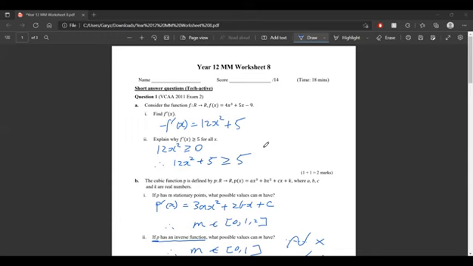So if we consider this graph here, it will be a quadratic graph with y-intercept at 5. And since 12x squared is greater than 0, the graph will look something like this. And that's why this must be greater than 5 for all x.